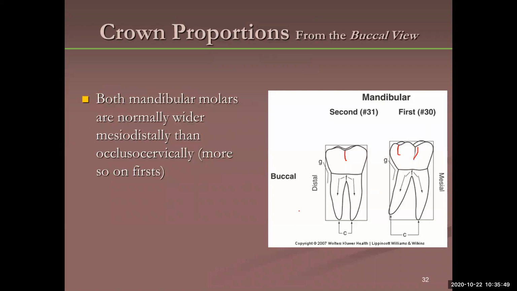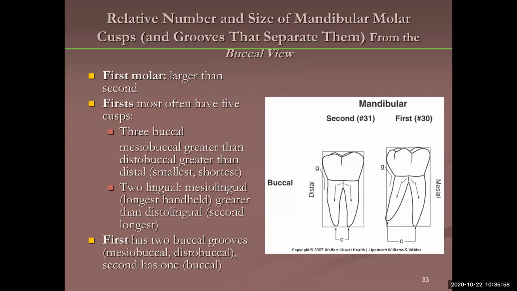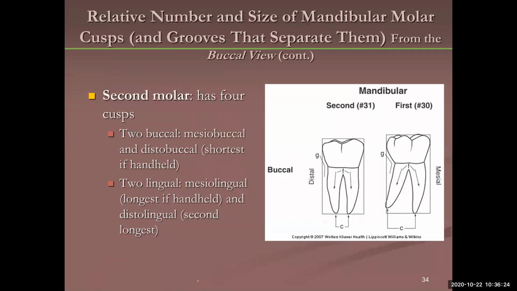First versus second. Mandibular molars are normally wider mesiodistally than they are occlusocervically because they're getting shorter. The crowns are getting shorter the more posterior you go. The first molars, you're going to be looking for 5 cusps, 3 buccal and 2 lingual, with 2 buccal grooves on the first molar compared to the second. Second molars are only going to have 4 cusps, 2 buccal and 2 lingual.